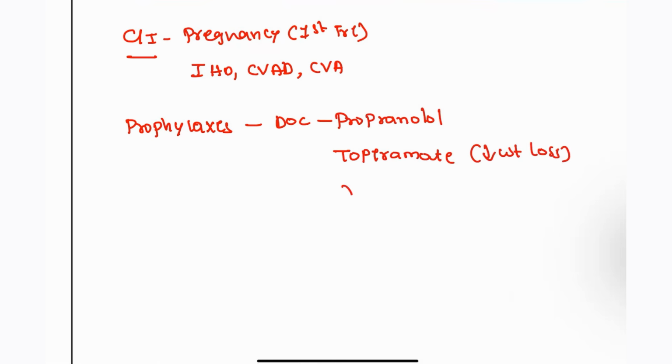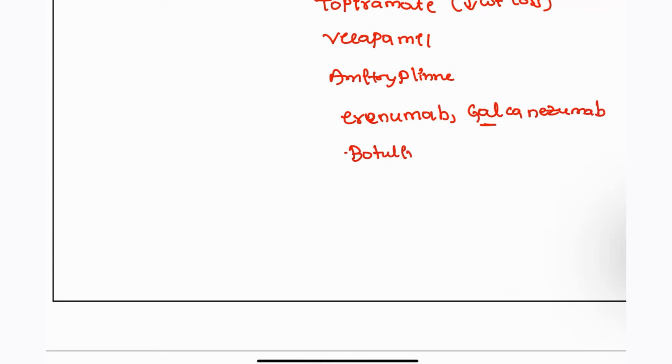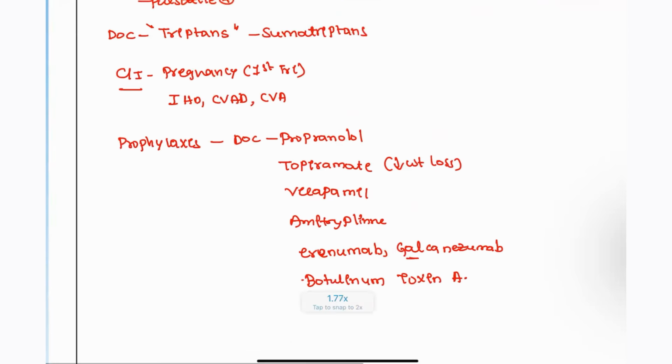And calcium channel blockers such as verapamil, and also amitriptyline, an antidepressant, right? Amitriptyline can be given, and for example, you can give the monoclonal antibodies nowadays, erenumab and galcanezumab. Remember, girls are most affected with migraine. Galcanezumab can also be given for this patient, and toxins such as botulinum toxin can also be given. These are the drugs that we are going to give for patients suffering from migraine.